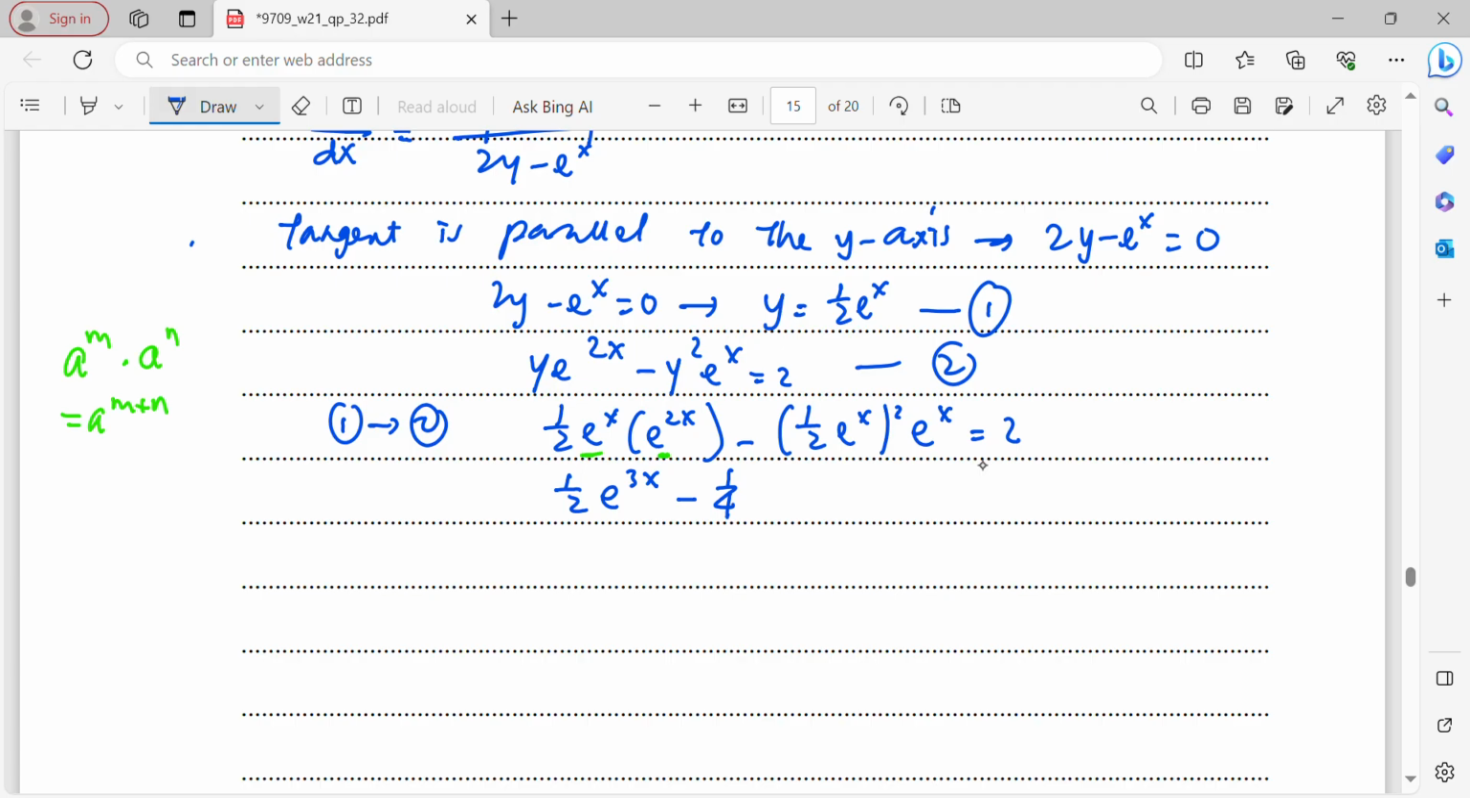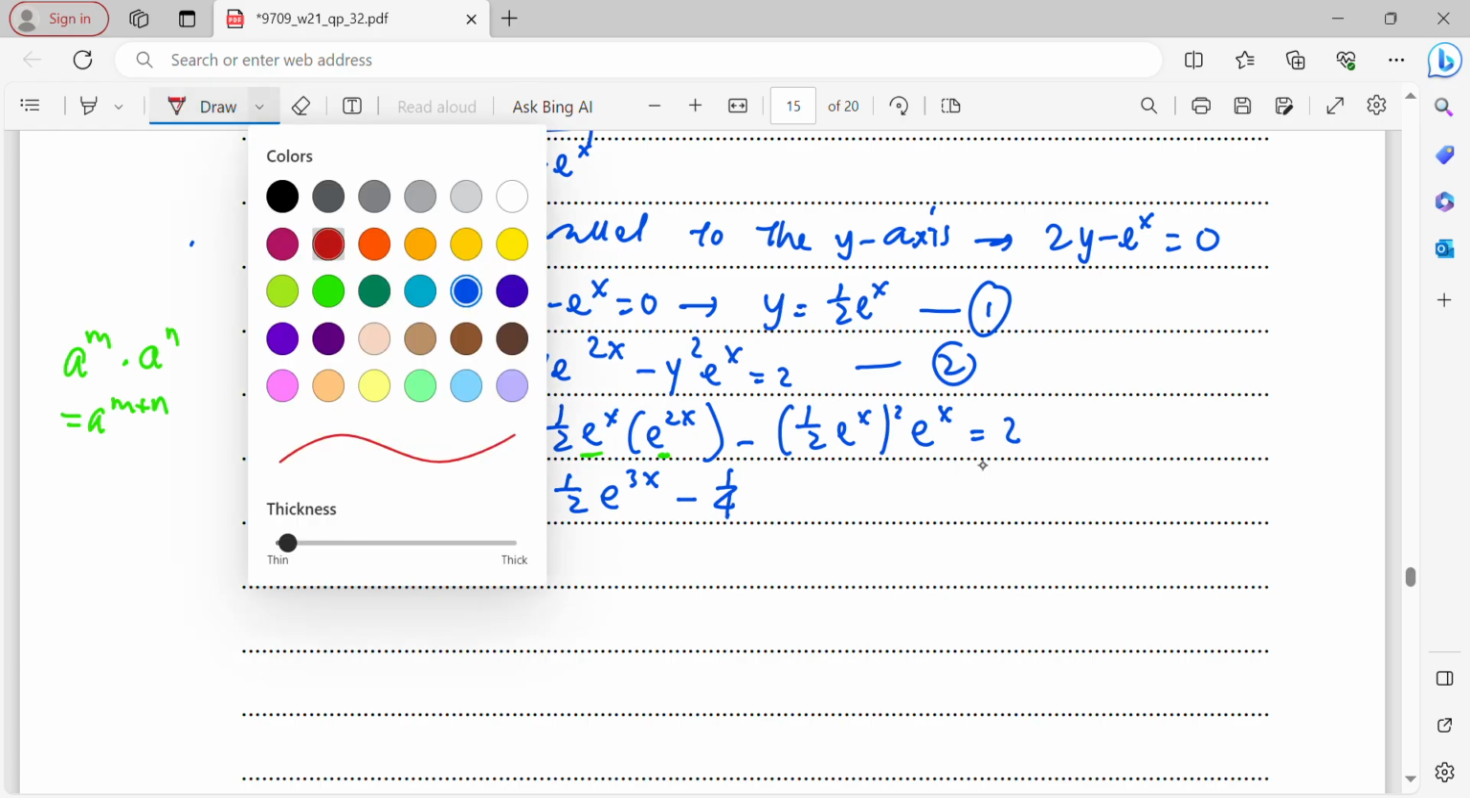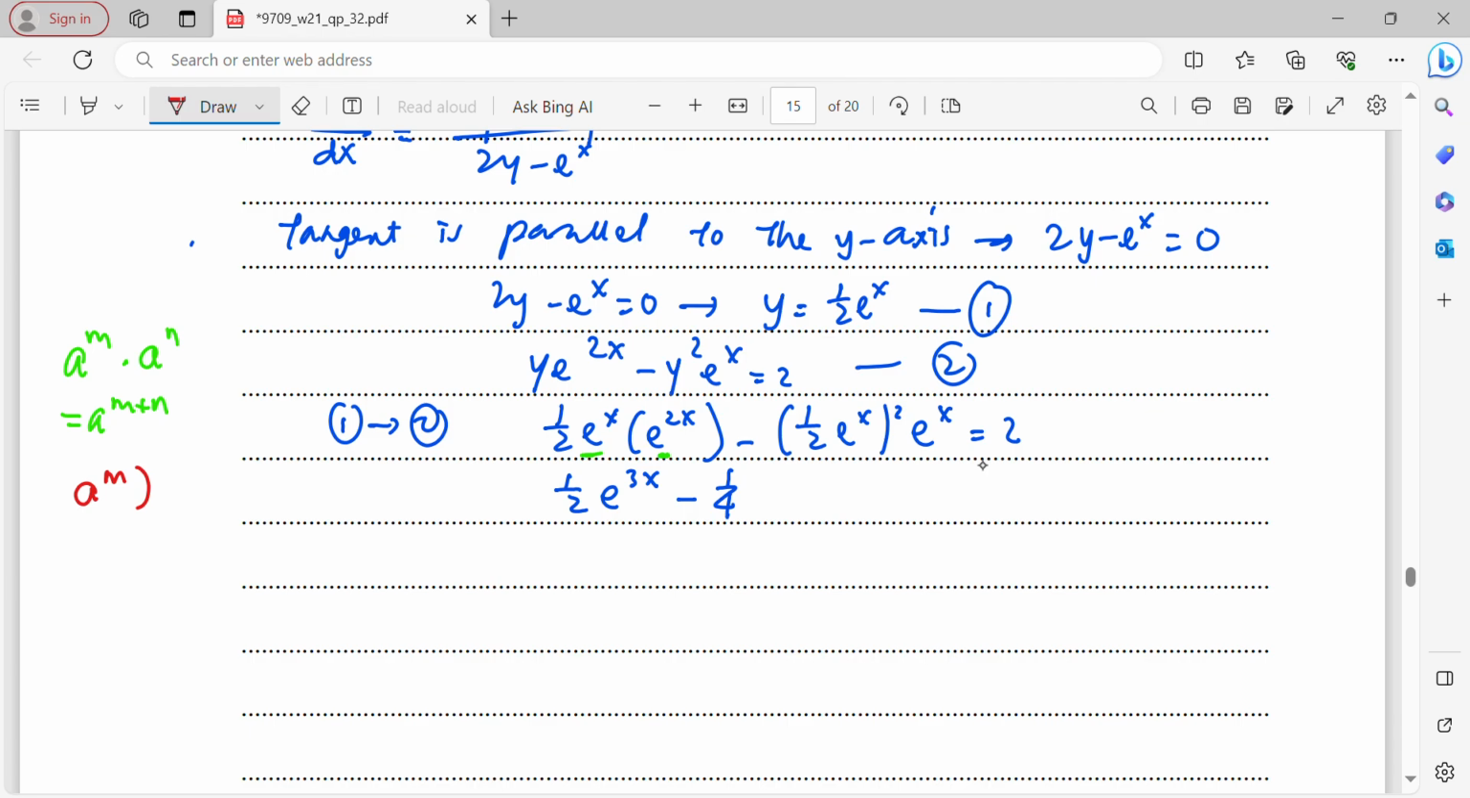Okay, now one more formula. A to the power of m, and then another power n, that means this is a to the power of mn. So I have to times this 2 to the x, which means you are getting e^2x. So e^2x times another e^x means e^3x equals to 2. Okay, so half e^3x minus 1 over 4 e^3x, you are getting 1 over 4 e^3x equals to 2. So times 4 to the whole equation, you will get e^3x equals to 8.